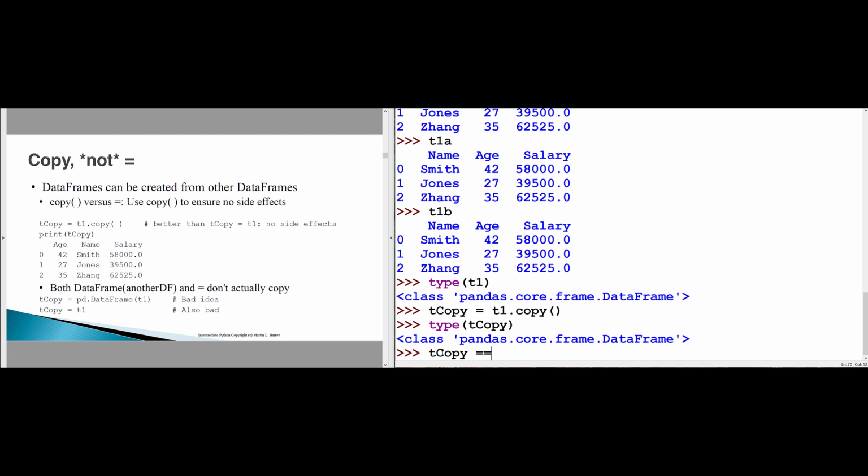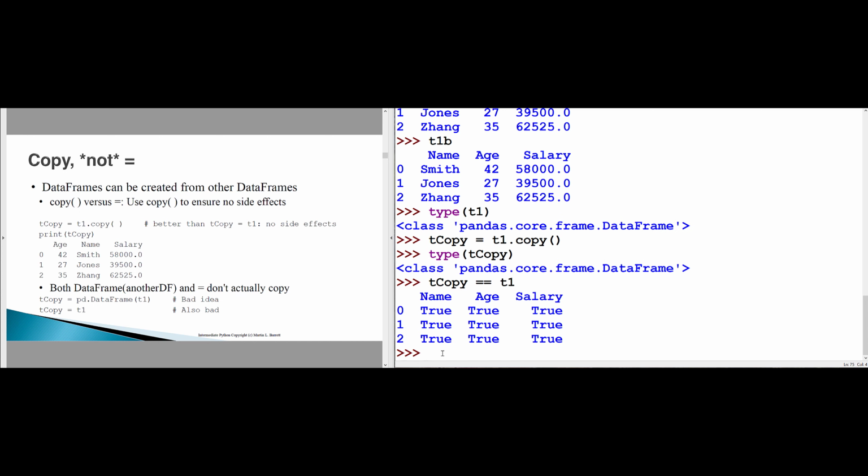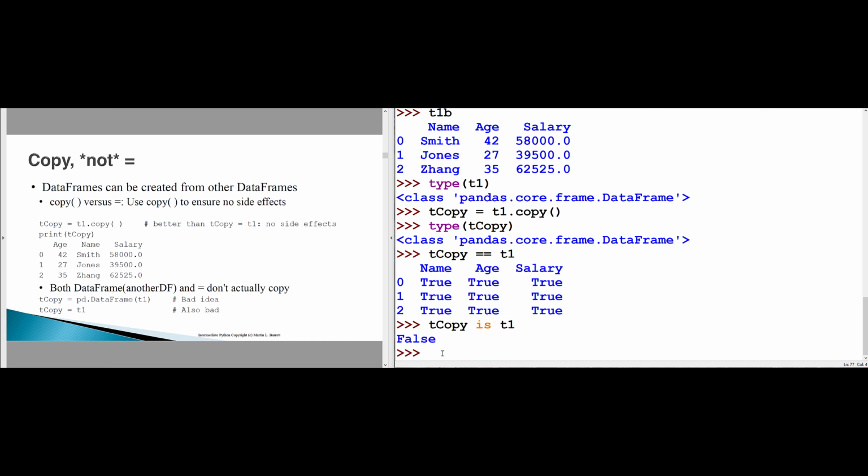Tcopy is equal to T1, and the comparison here is done on a cell-by-cell basis in the same way as if we were comparing two ND arrays. But I can test whether tcopy is the same object as T1, and that's not true. All right, so tcopy is a completely independent data frame, but at this moment containing the same columns and rows and values as T1.